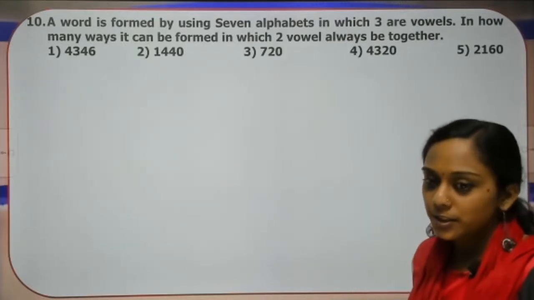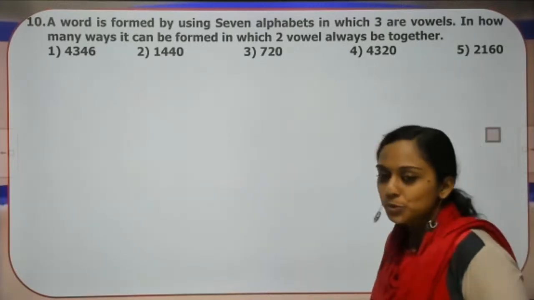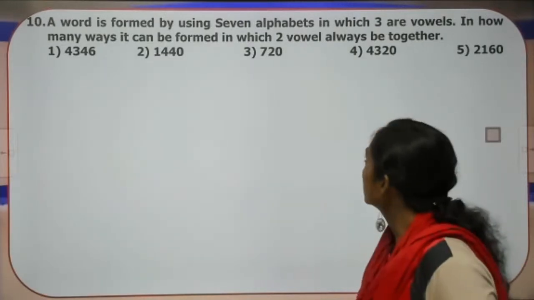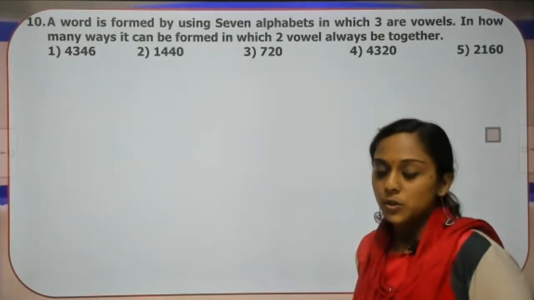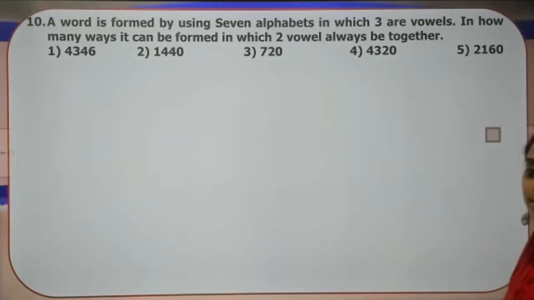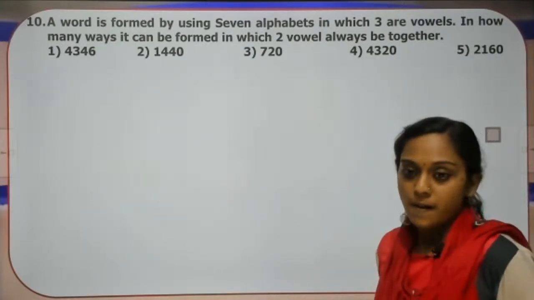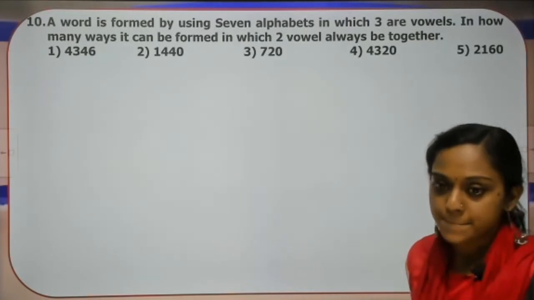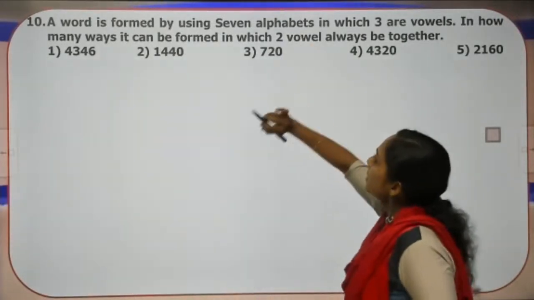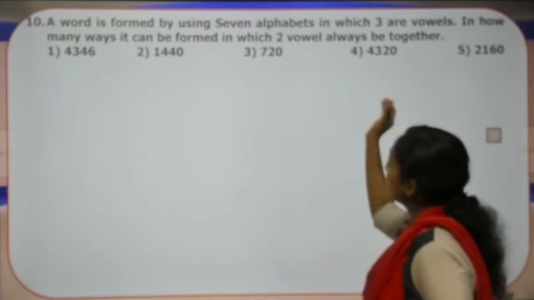Reema and Aishwarya, Devi P. Okay, you forgot to choose 2 vowels from 3 vowels. There are 3 vowels. You need to choose which 2 vowels are coming together, isn't it? Please correct your answer. See, there are 7 alphabets in which 3 are vowels. Okay, I need 2 vowels to be together.